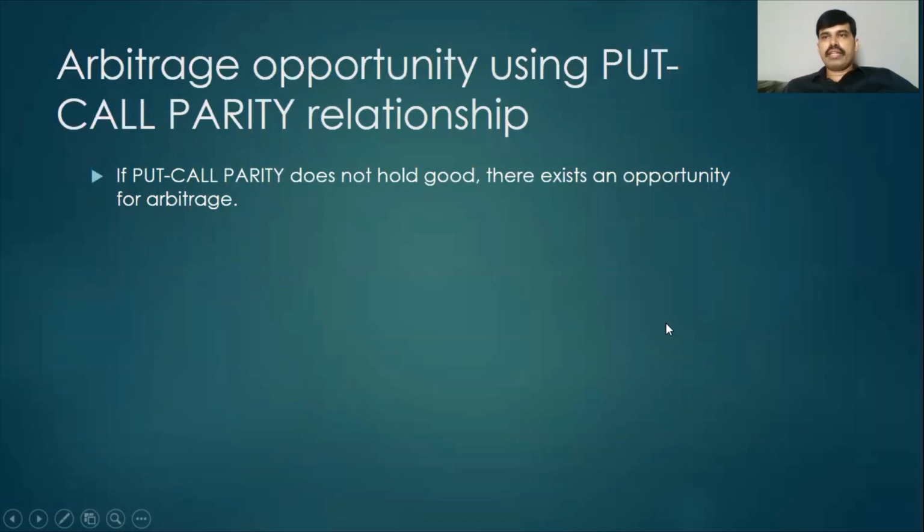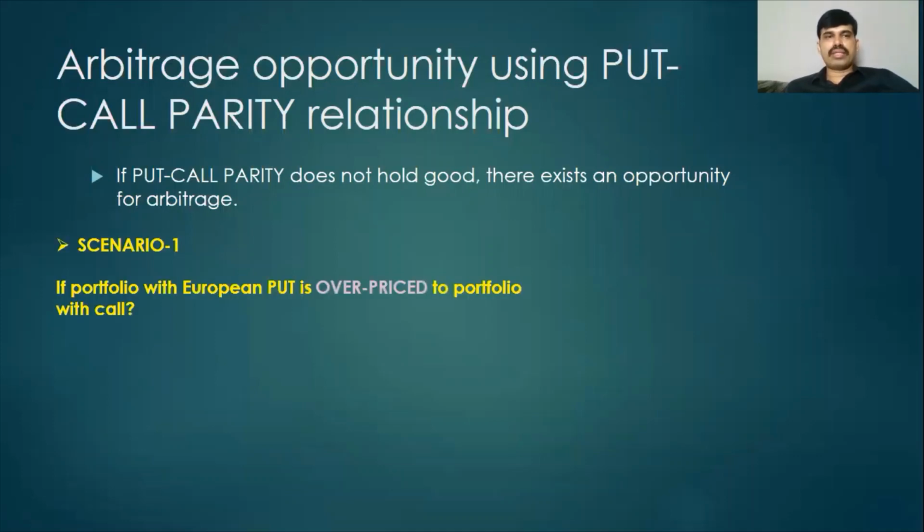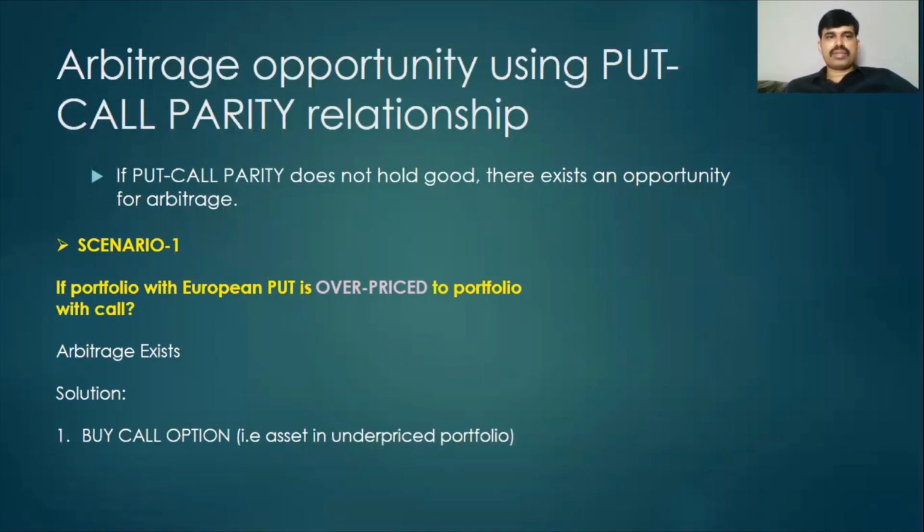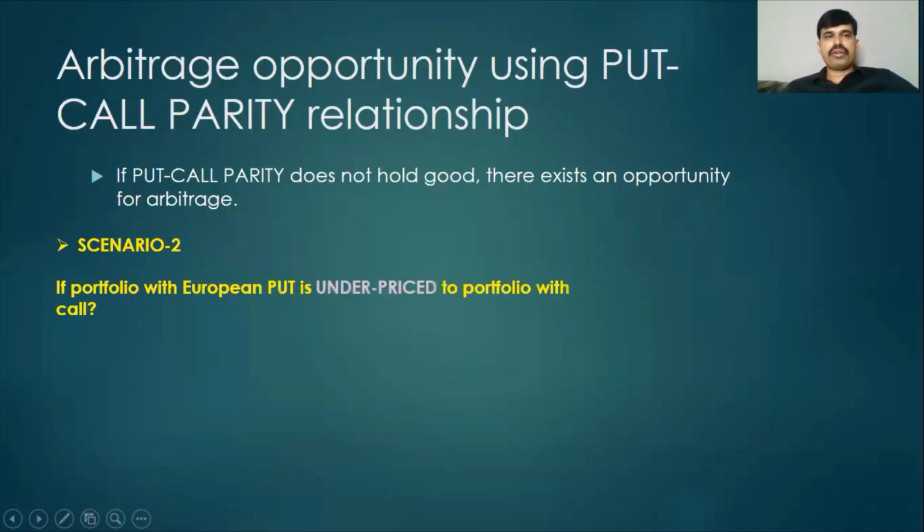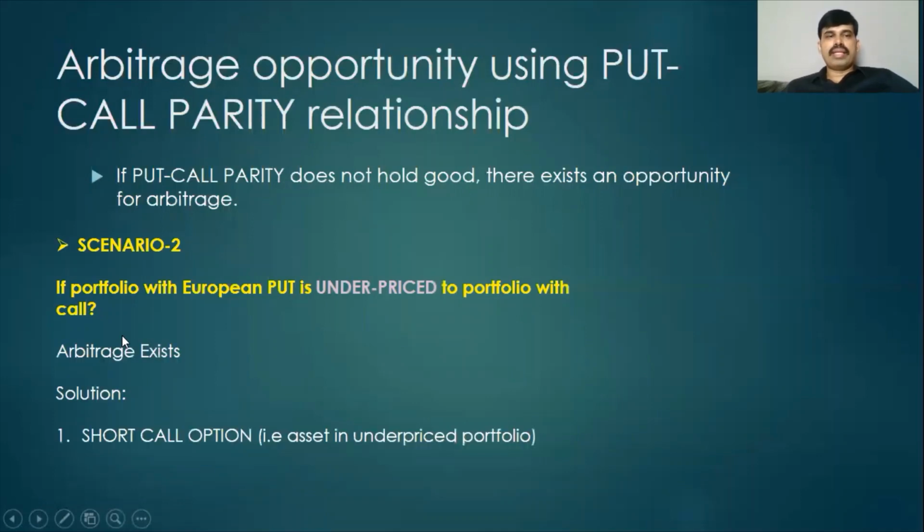Now, if the put-call parity relationship doesn't exist, then there exists an opportunity for arbitrage. What is the first scenario? Scenario one is if the portfolio with the European put is overpriced relative to the portfolio with the call, the arbitrage exists. So in this situation, we will buy the call option and we will short the put option and the asset. In the second scenario, if the portfolio with the European put is underpriced relative to the portfolio with the call, then since arbitrage exists, we will short the call option and buy both the put option as well as the asset.